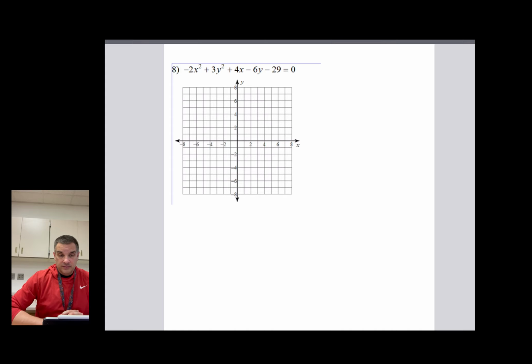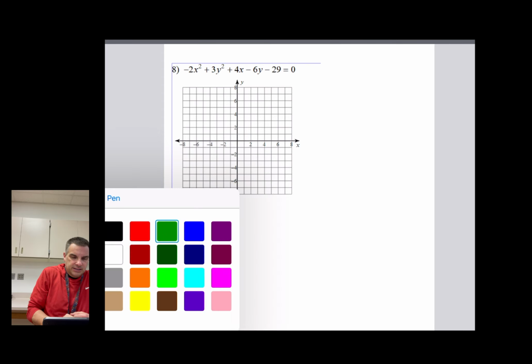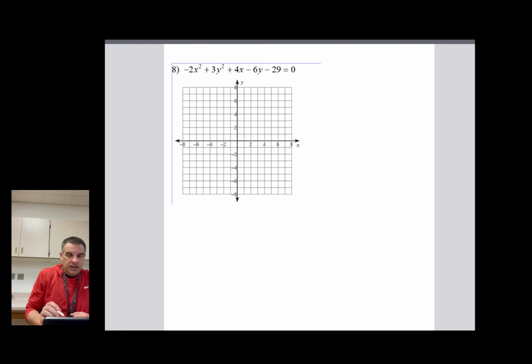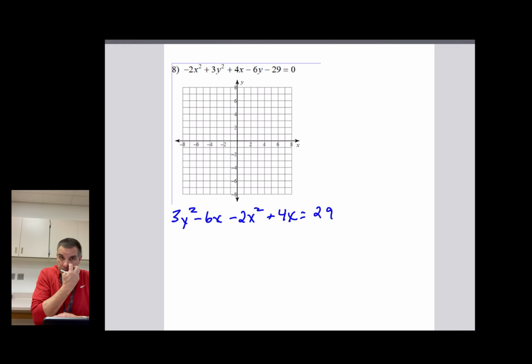We've got negative x squared plus 3y squared. Okay, so we've got a negative x squared. So we're going to rewrite first, just like we did before. But this time when I rewrite this, I always want the positive to be first. So I'm going to put y first. So we're going to go 3y squared minus 6y minus 2x squared plus 4x equals 29. So there's step one.